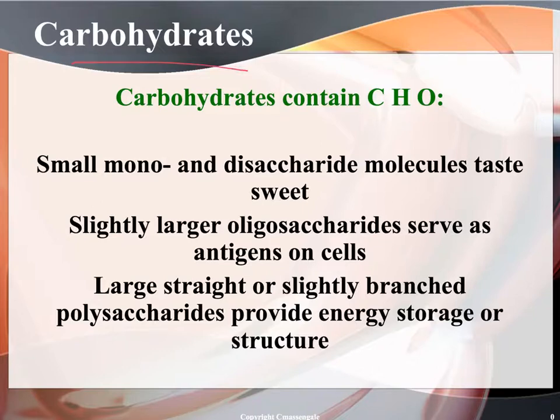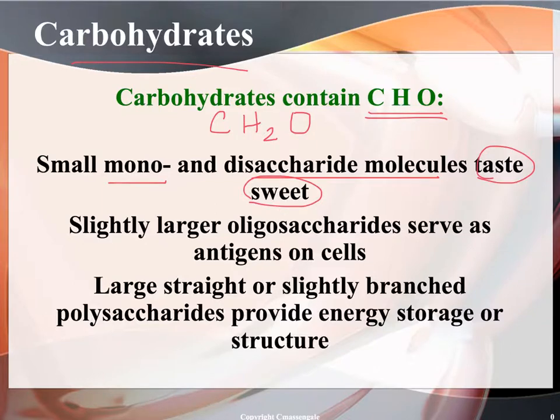Carbohydrates have some things that are common to them. They all contain carbon, hydrogen, and oxygen, and they're usually in the proportion that we could write CH2O in general. There are small mono and disaccharide molecules that we know because they taste sweet. Slightly larger, we call them oligosaccharide molecules, serve as antigens on cells. If you remember, these are markers that say this cell belongs to me or this cell does not belong to me. So the slightly larger carbohydrates make up those antigens, and then very large polysaccharides can provide energy storage or structure. They can be straight or slightly branched, and we'll get to specific examples in a minute.